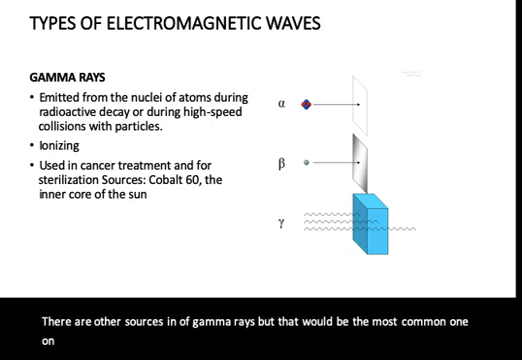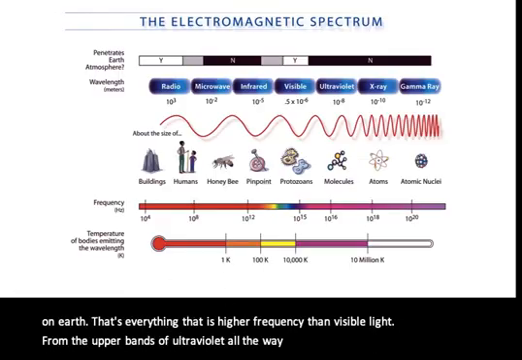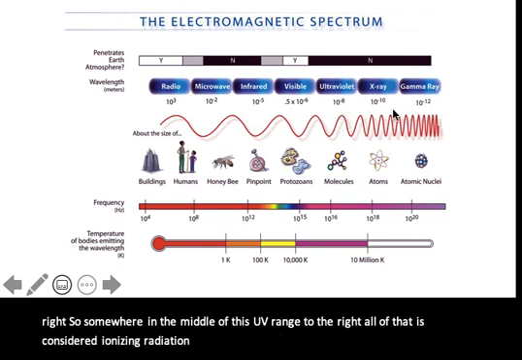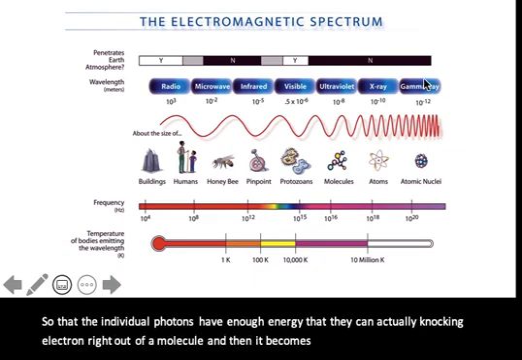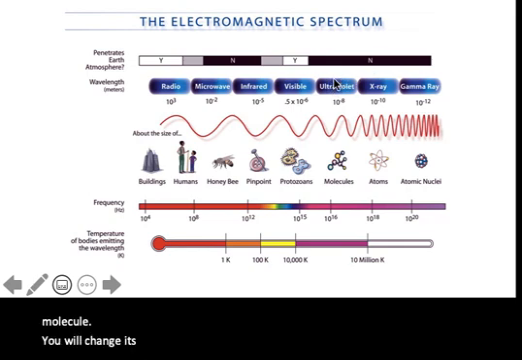That's everything that is higher frequency than visible light, from the upper bands of ultraviolet all the way up, is considered ionizing radiation, right? So somewhere in the middle of this UV range to the right, all of that is considered ionizing radiation because the light frequency is high enough so that the individual photons have enough energy that they can actually knock an electron right out of a molecule, right? And then it becomes an ion, hence the term ionization. And of course, if you change the charge of a biologically active molecule, you will change its functionality, right? And so generally everything from UV up is considered biologically harmful.